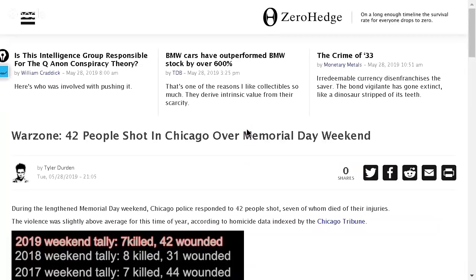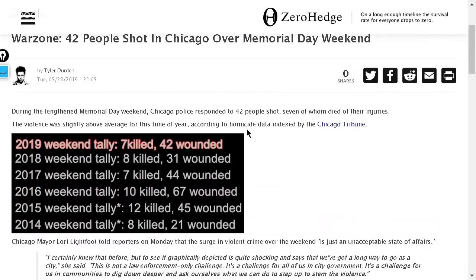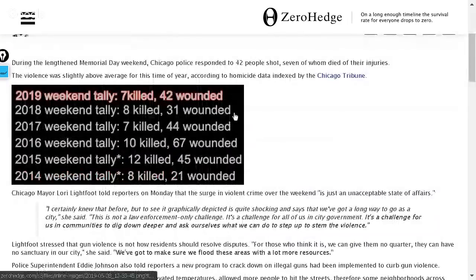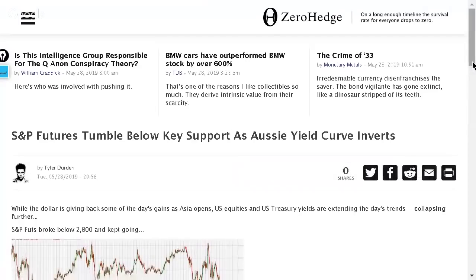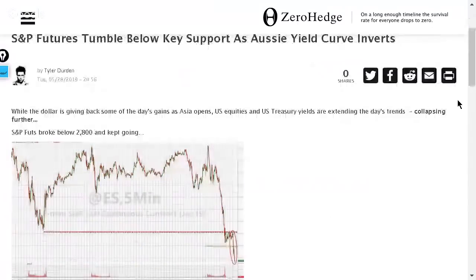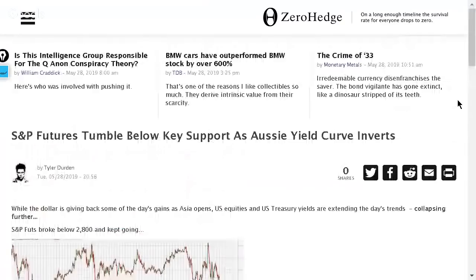42 people shot in Chicago over Memorial Day weekend. Only 7 killed, so not quite as many as last year, but more wounded. So it's a mixed bag in Chicago, a mixed bag where you can't buy a gun unless you're a criminal. So how's that working out?